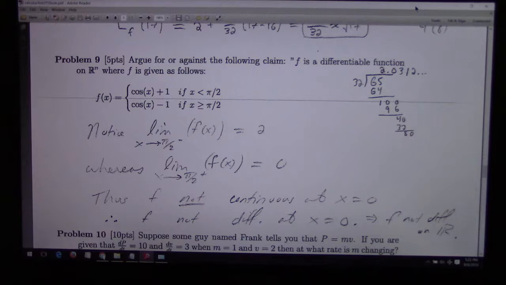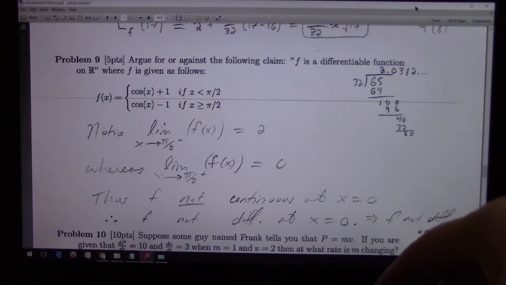Let's see here. Argue for or against the following claim. F is a differentiable function on R. Well, the derivative of cosine plus 1 and cosine minus 1 definitely exists away from pi over 2, but at pi over 2, that function's not continuous because cosine of pi over 2, of course, is 0, but plus and minus 1 don't match from the left and right, so it's not continuous. If it's not continuous, it can't possibly be differentiable, all right?